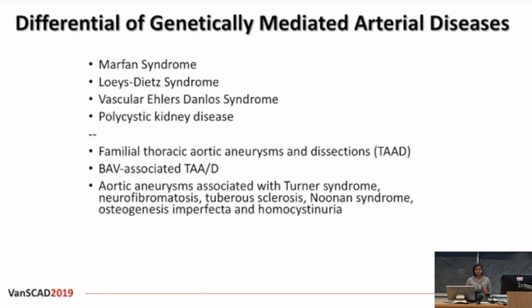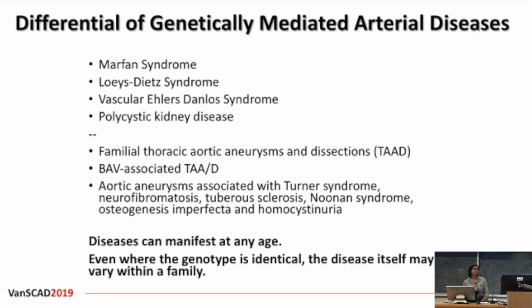So the differential diagnosis of the genetically mediated arteriopathies that we really don't want to miss, as Dr. Wood laid out yesterday, and I talked about a little bit in my talk, are Marfan syndrome, Loeys-Dietz, vascular Ehlers-Danlos, and a few others that are listed here as well, polycystic kidney disease, other thoracic aortic aneurysm and dissection conditions, TAAD or thoracic aneurysm and dissection tends to be genetically mediated more than other types of aortic disease. And things to keep in mind are that the diseases can become manifest at any age, and that even where there is the same mutation in an individual within a family, the disease itself may vary quite a bit.